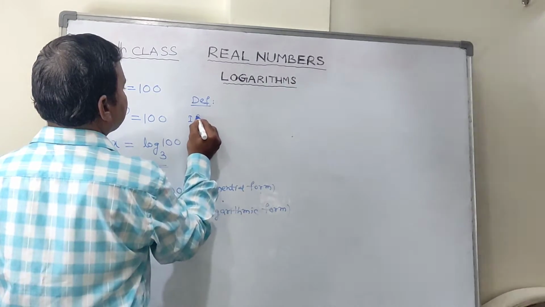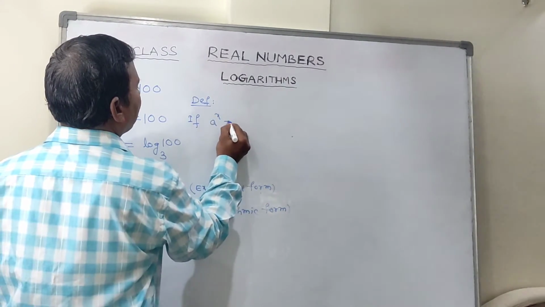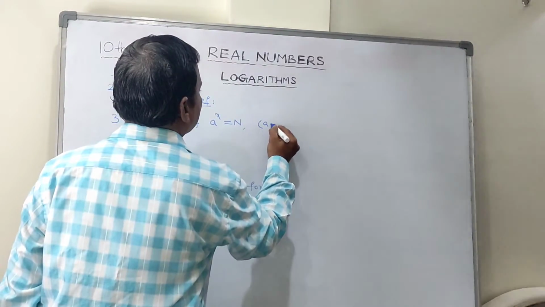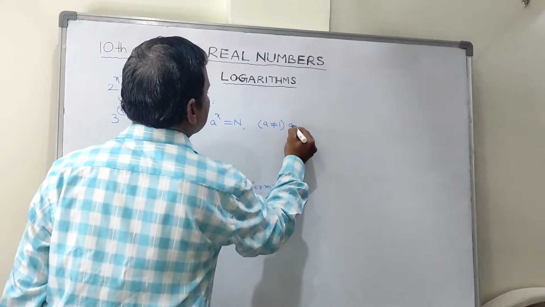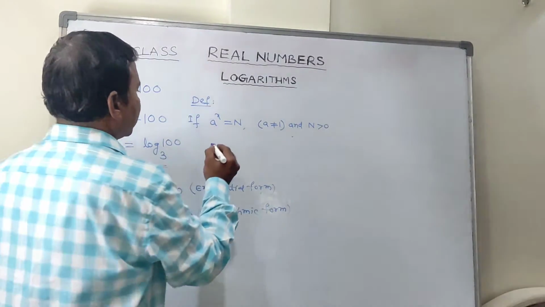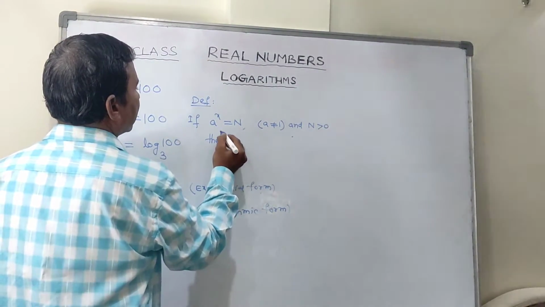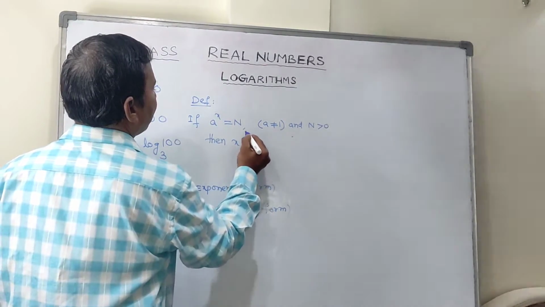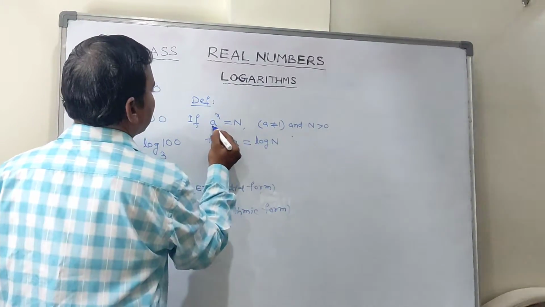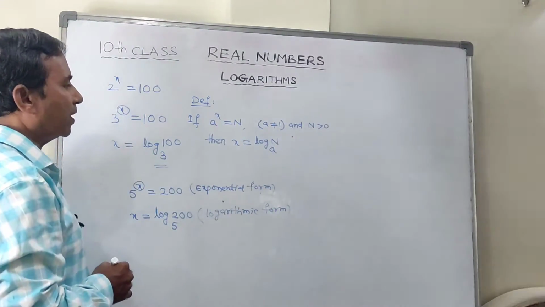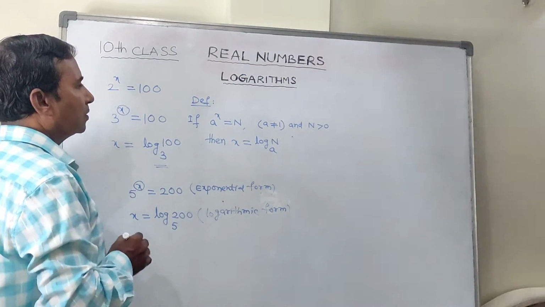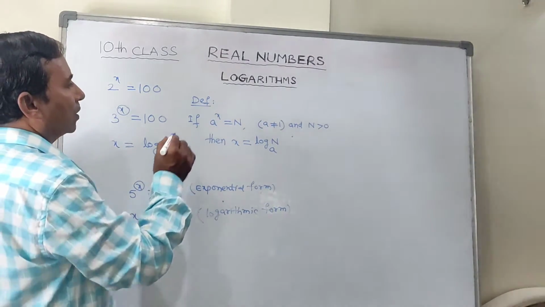If a to the power of x is equal to n, where a is not equal to 1 and n is greater than 0, then this x equals, apply log to the right hand side, means log n to the base a. So, x is equal to log n to the base a. This is the definition or standard rule of the logarithm.